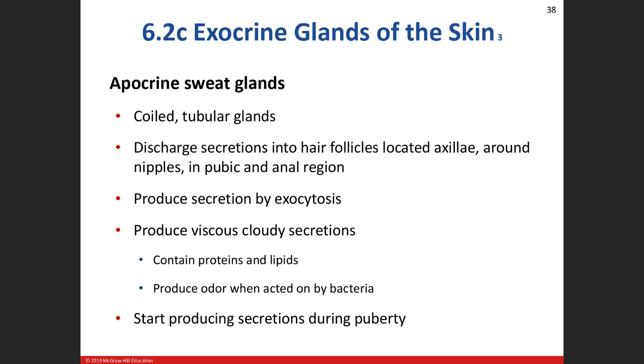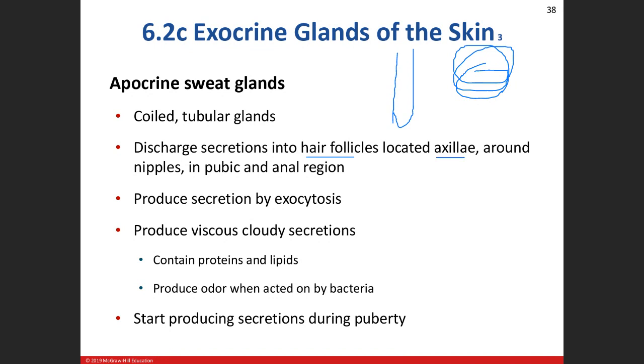So basically, an apocrine gland is, we took a tube like this, and then we bundled it up like this. That's why we refer to it as a coiled tubular gland. The overall gland looks like a ball, but it's essentially just one long tube that we crushed up into a ball. This type of gland is going to discharge its contents into hair follicles located where? In the armpit, otherwise known as the axilla.